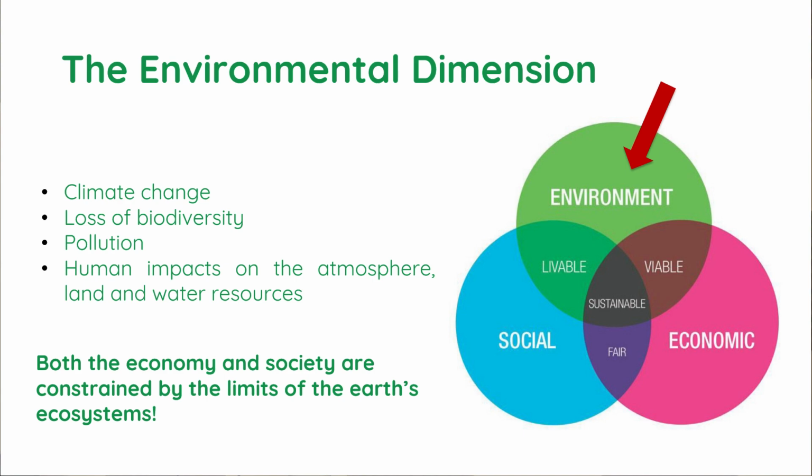The most urgent issues to be tackled within the environmental dimension are, of course, climate change, loss of biodiversity, and pollution, especially plastic pollution. And human impacts on the atmosphere, land and water resources, working towards the ability to use natural resources without undermining the equilibrium and the integrity of ecosystems. So we can say that environment has therefore a direct impact on the economic and social aspects of sustainable development.